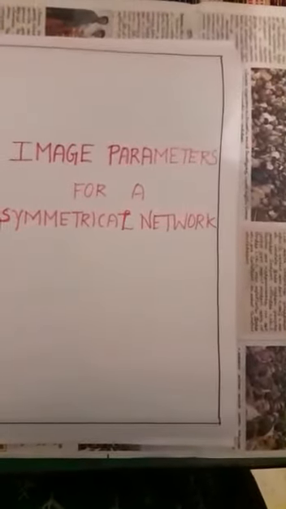For a symmetrical network, the image impedance is called iterative impedance or characteristic impedance and is denoted by Z0. The image transfer constant of a symmetrical network is called the propagation constant and is denoted by gamma.